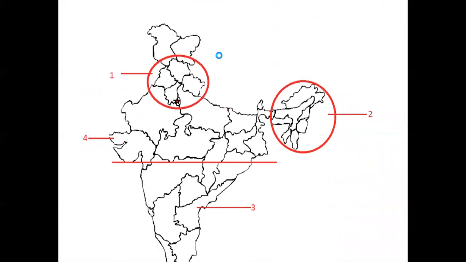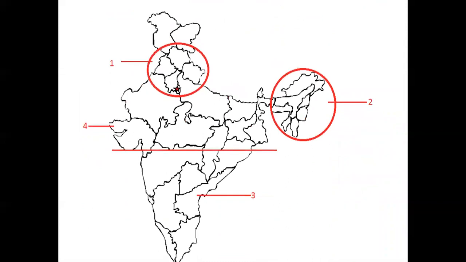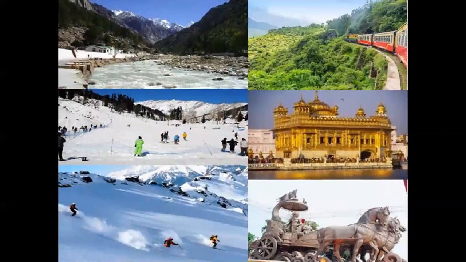Now coming to the most tricky part of the map, how to learn it very easily is what I have come today with the video. So we will go with the first 4 states which is circled here. It is so easy, children. So the specialities of the 4 states there.